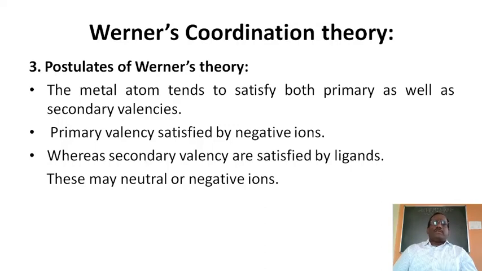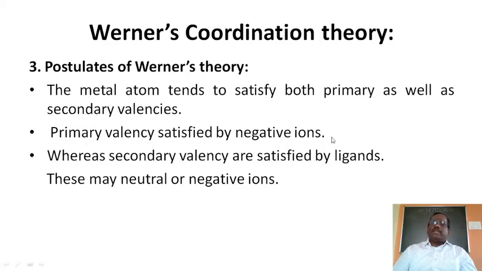Now let's consider the third postulate of Werner's coordination theory. The metal has two types of valency, primary and secondary. The metal atom tends to satisfy both the primary as well as the secondary valency. The combining capacity, the valency character, the primary valency character is satisfied, and the secondary valency is also satisfied. Primary and secondary valencies are both satisfied in the central metal atom.